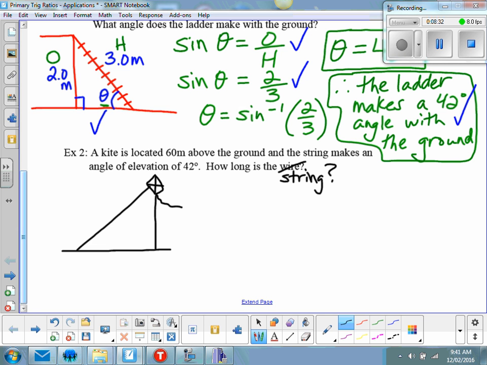So in this case, the kite is located 60 meters above the ground. So that's the height of the kite. So we'll put 60 meters there. The angle of elevation is 42. So that's the angle in the bottom corner here is 42. And we're trying to find out how long is the kite string. And the kite string is that line there.